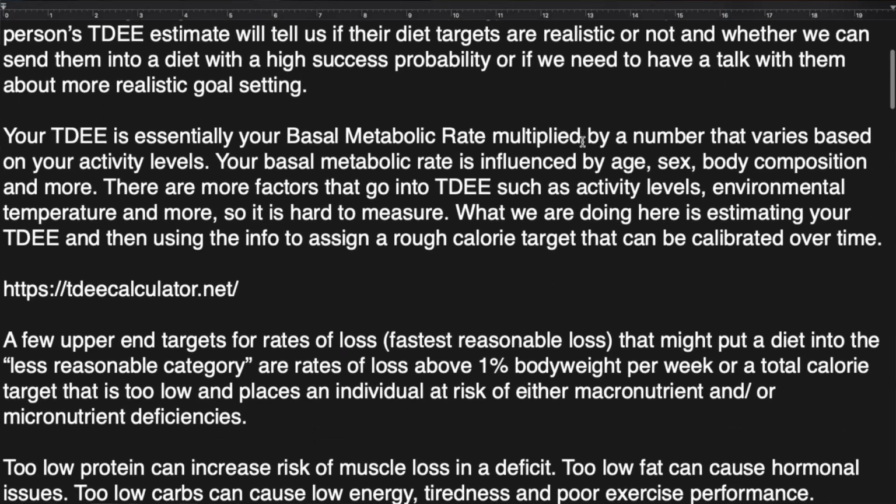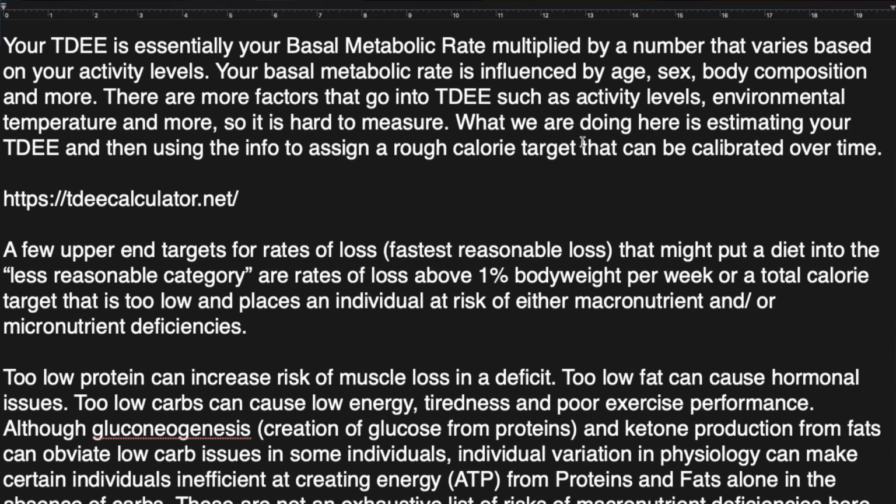Your total daily energy expenditure is essentially your basal metabolic rate multiplied by a number that varies based on your activity levels. Basal metabolic rate is influenced by age, sex, body composition, and more. There are more factors that go into total daily energy expenditure, such as activity levels, environmental temperature, and more. So it's very hard to measure. What we are doing here is estimating your TDEE and then using the info to assign a rough calorie target that can be calibrated and honed in on over time.